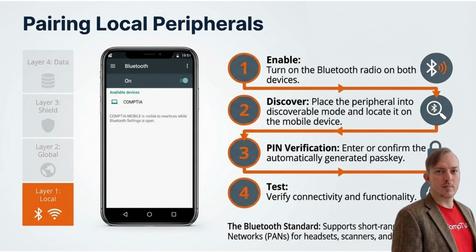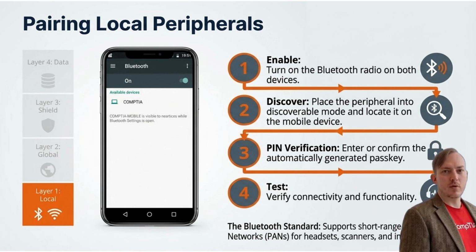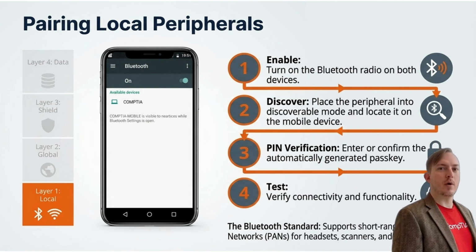Enable. Turn on the Bluetooth radio on both devices. Discover. Place the peripheral into discoverable mode and locate it on the mobile device's menu. PIN verification, enter or confirm the automatically generated passkey to ensure security. Test, verify the connectivity and actual functionality of the peripheral.